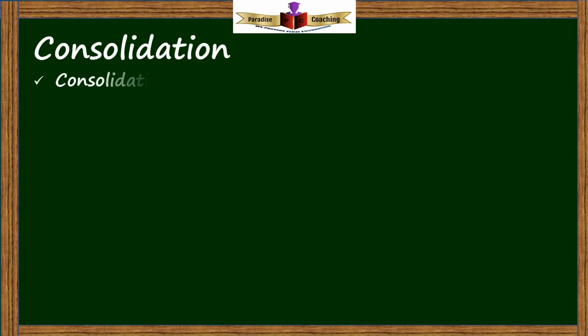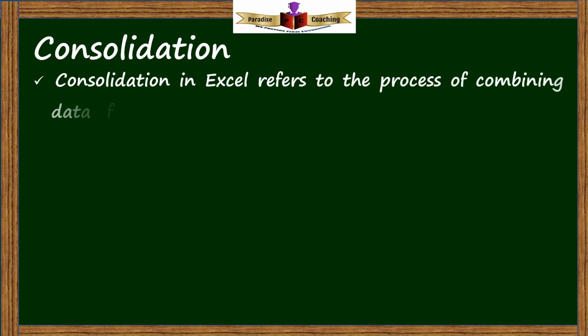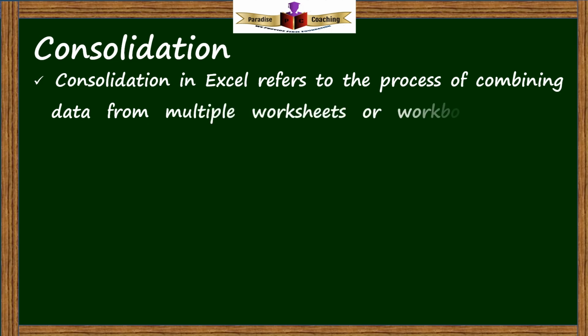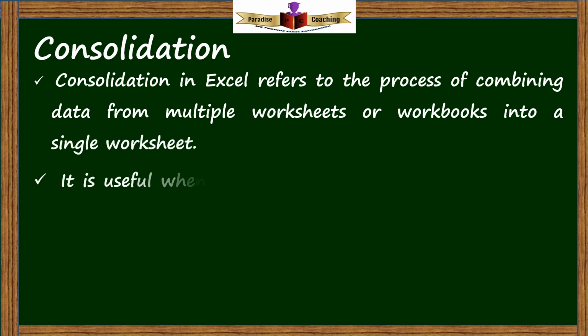Consolidation in Excel refers to the process of combining data from multiple worksheets or workbooks into a single worksheet. It is useful when data is spread across different sources and you want to summarize or analyze it in one place.